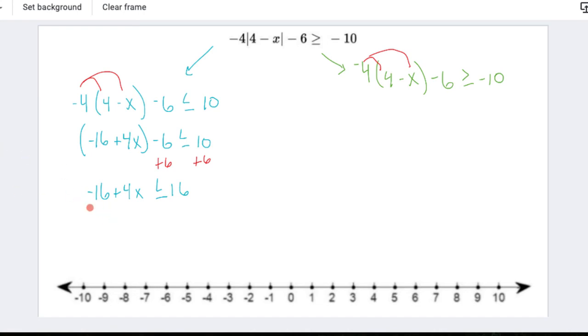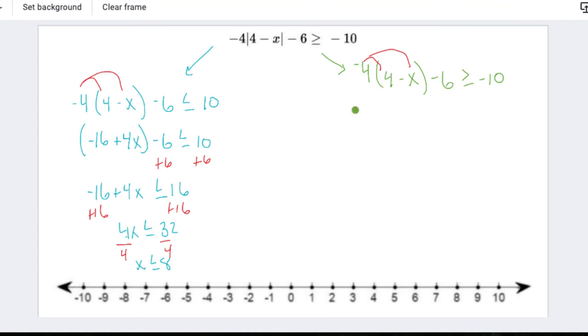Since this 16 is negative, we're going to add 16. Which means 4x is less than or equal to 32. We don't want 4x's, we just want 1x. So we're going to divide by 4 since it's multiplied. Which means that x is less than or equal to positive 8. Now we see that if it's less than or equal to positive 8, we're thinking that it might be an intersection. We'll see how this one turns out.